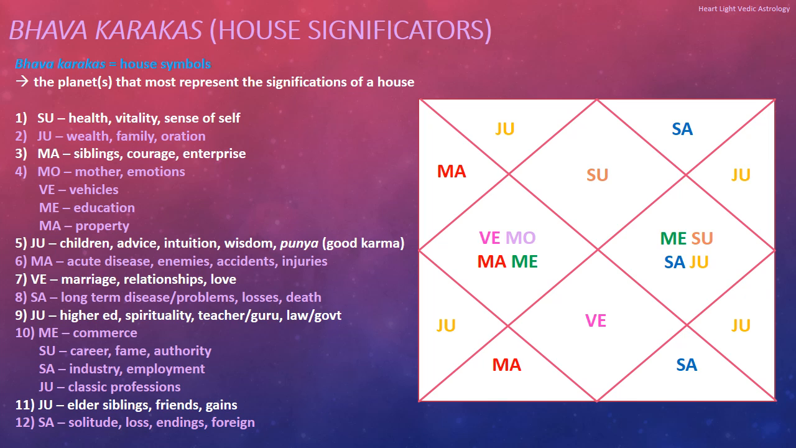So Jupiter again in the 11th house. Why is that? Because both of them, the 11th house and Jupiter, represent elder siblings, friends, and gains. In the 12th house, we have Saturn here again, because Saturn and the 12th house can both represent solitude, loss, endings, and foreign places, foreign things. Okay, so this is just, again, a simple list of the Bhava Karakas, the planets, and which houses they symbolize, and a little logic as to why. Okay, now we'll move on to more interpretation stuff here.